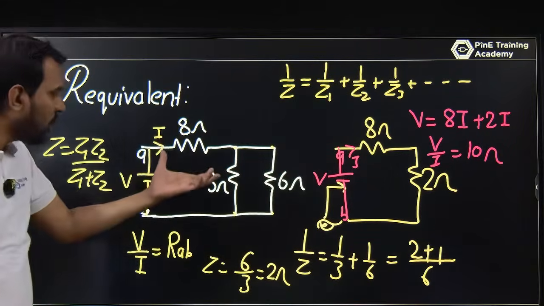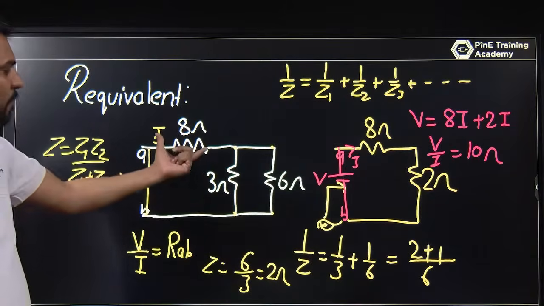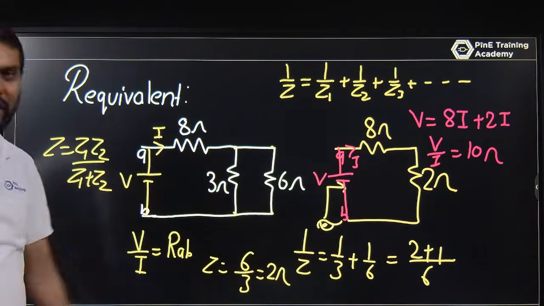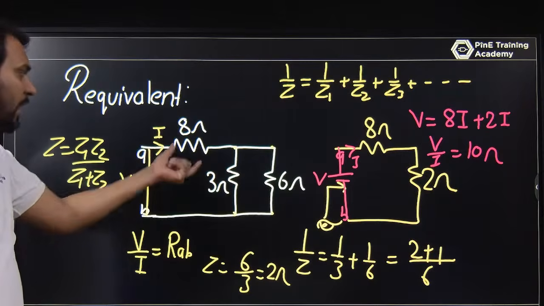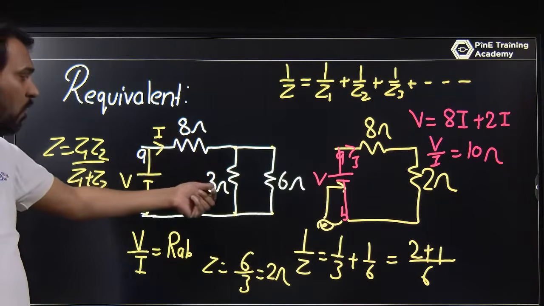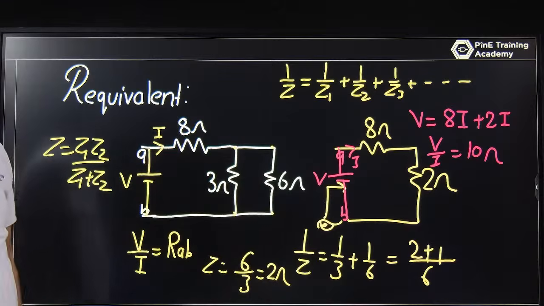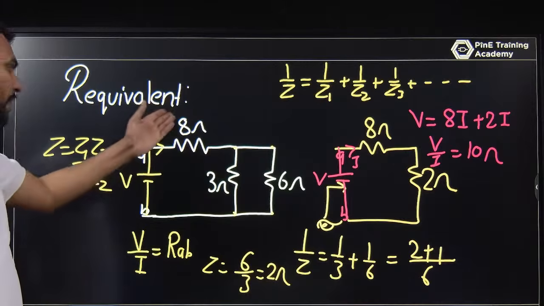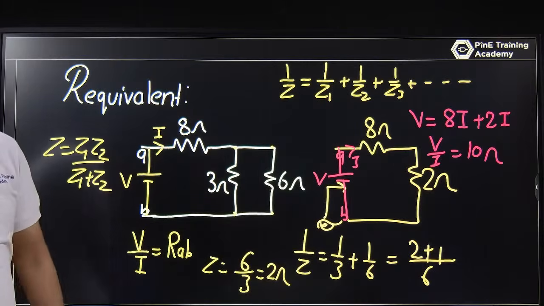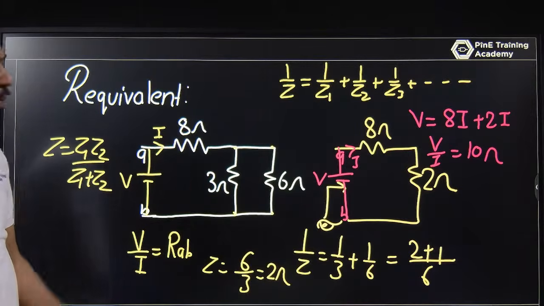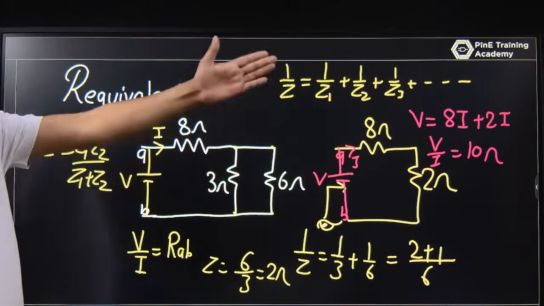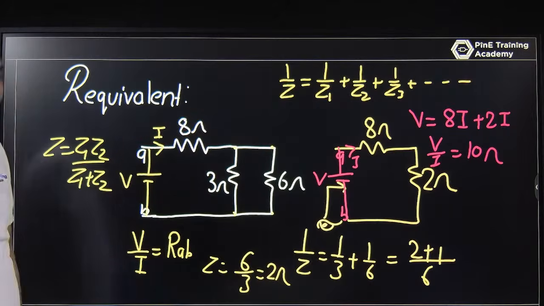So if you look at this question in one line, let's say you have 8 kilo ohm, 3 kilo ohm and 6 kilo ohm. The 3 kilo ohm and 6 kilo ohm become 2 kilo ohm, and 2 kilo ohm and 8 kilo ohm are in series, which becomes 10 kilo ohm. By this you can analyze what the overall impedance is and what the drop is here.